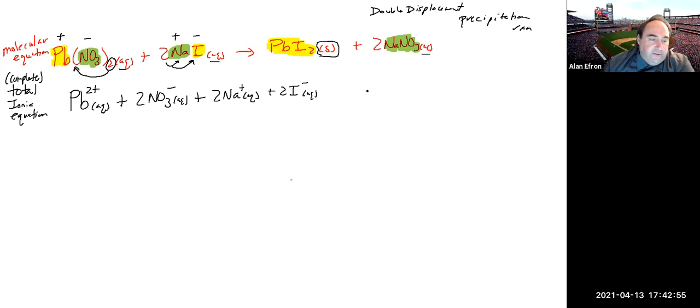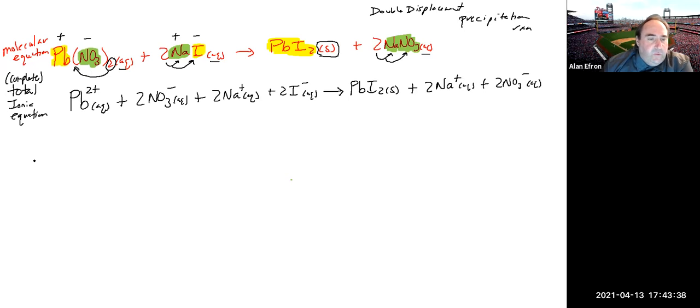Now, when we write these total ionic equations, complete ionic equations, we want to keep together anything that's a solid, a liquid, a gas, or a weak electrolyte. So anything that's a solid, liquid, gas, or weak electrolyte stays together. In the case of our lead(II) iodide, we would keep it together just like it is up there because it's a solid. Our sodium nitrate will also break apart. Again, we distribute that 2 to both, and that will give us 2 sodium ions and 2 nitrate ions.